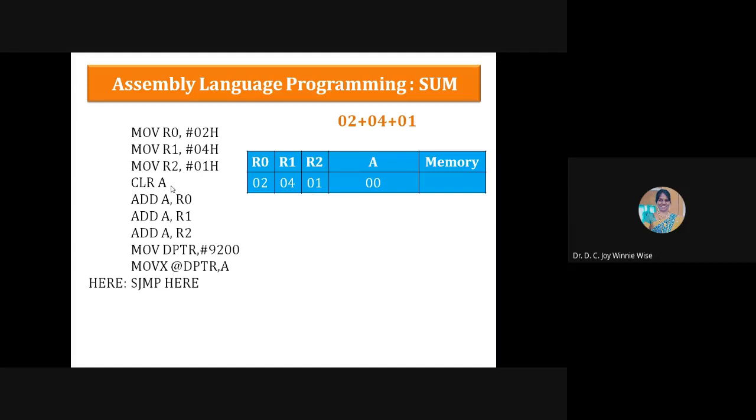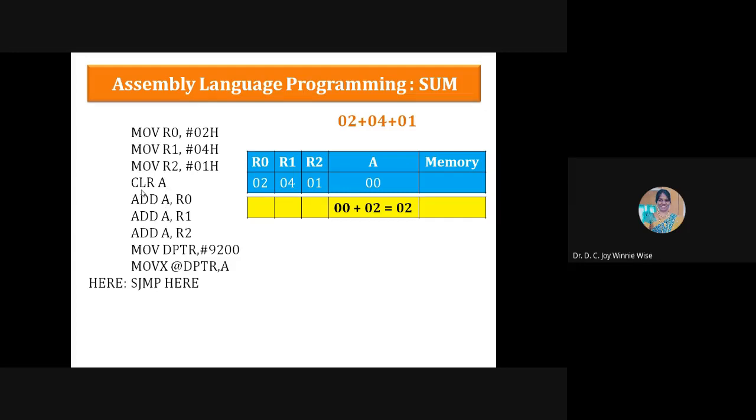Next I'm clearing the accumulator, so A equals 00, using the instruction CLR A. The next step is adding the first data to the accumulator using ADD A, R0. Previously the content of the accumulator must be 00, so that is why I'm clearing the accumulator. If I didn't use this instruction, and suppose the previous value of the accumulator is 01, that would be added with the first data.